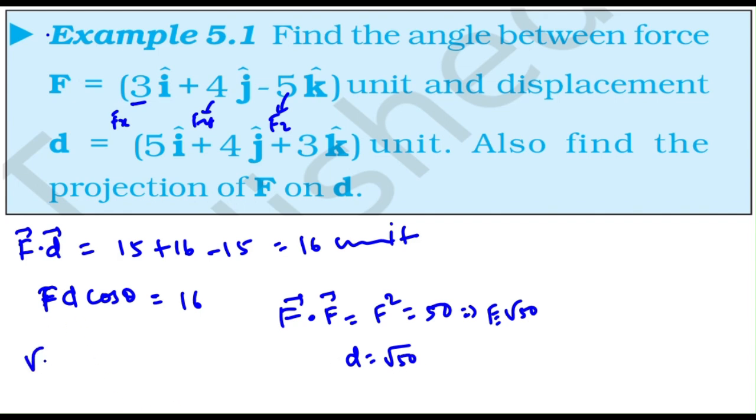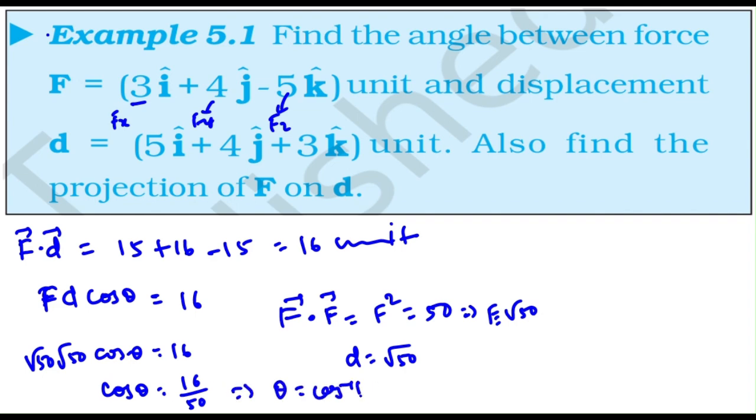So here we write under root 50 into under root 50 cos theta equals 16. So cos theta equals 16 by 50, since under root 50 into under root 50 will be 50. So theta will be cos inverse of 16 by 50.